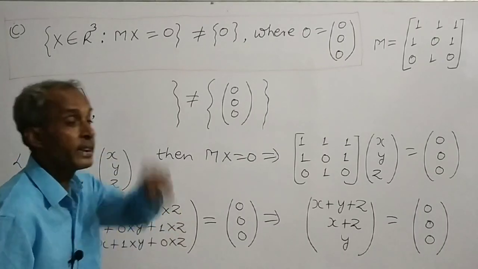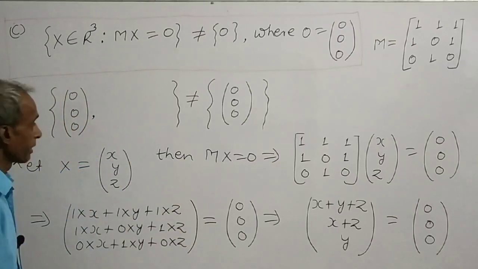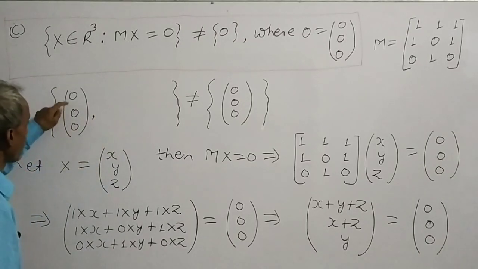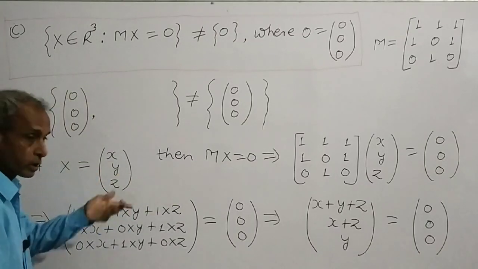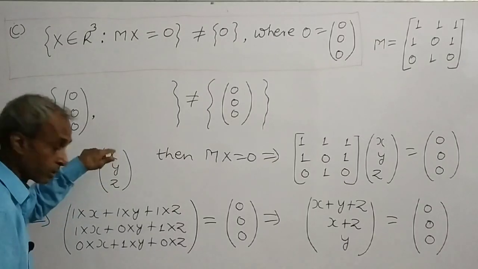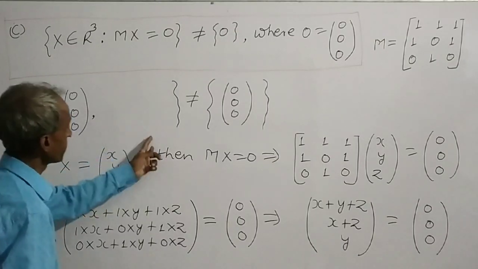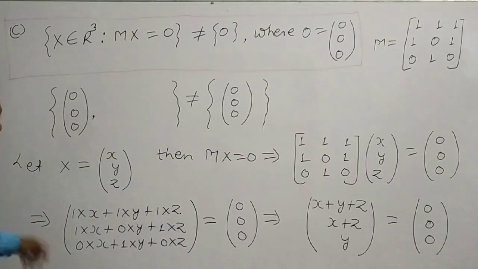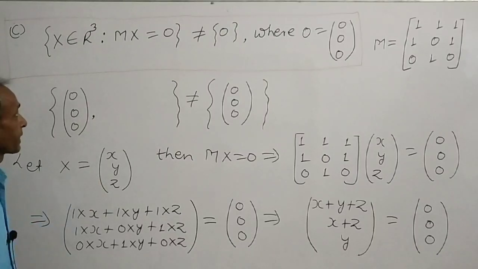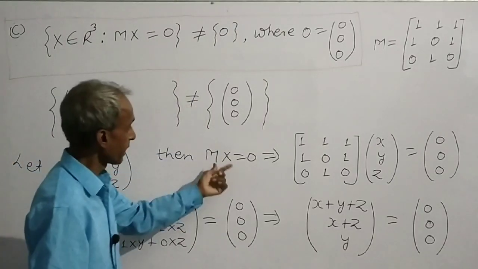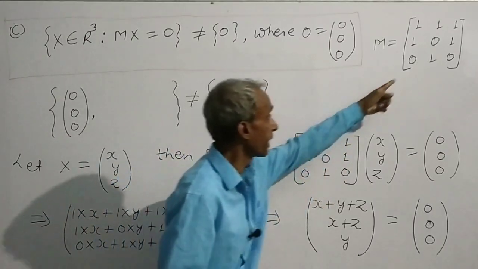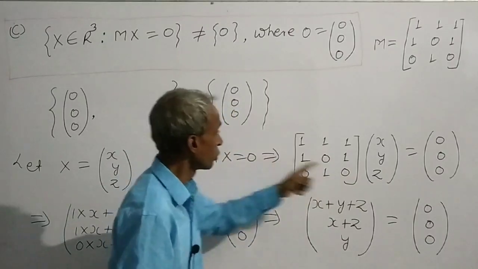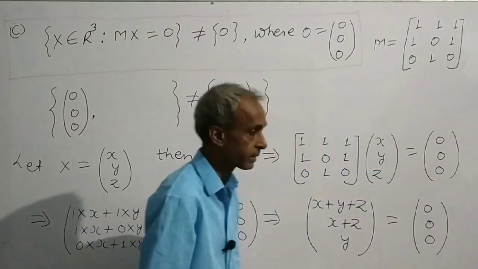If there is any other element in this set, that is, there is any column matrix such that all these three elements are not zero, at least one element is not equal to 0, then this set will not be equal to this set. We suppose X is equal to this matrix. Write this condition, Mx is equal to 0 implies that Mx is equal to 0 matrix, this matrix.